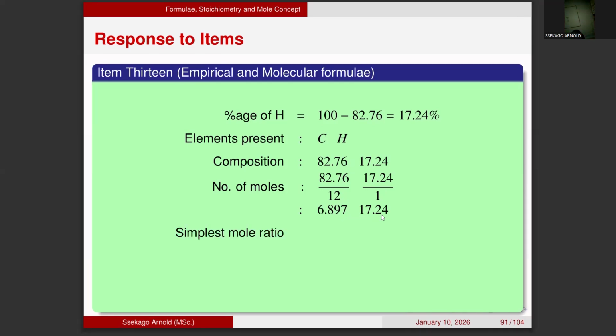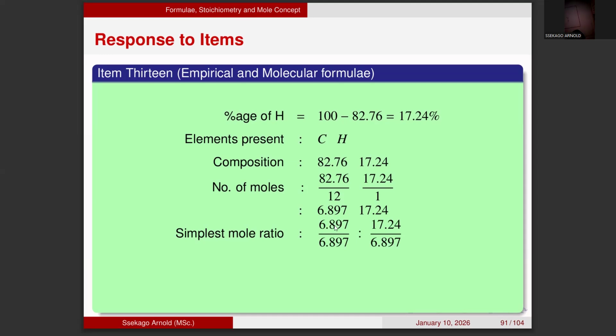How do we determine the simplest mole ratio? We look at these two ratios, then we divide by the smallest, and this is the smallest. Therefore, we shall have the following. So we divide both of them by 6.897. And after dividing, in this case, we obtain the ratio as 1 to 2.4996.